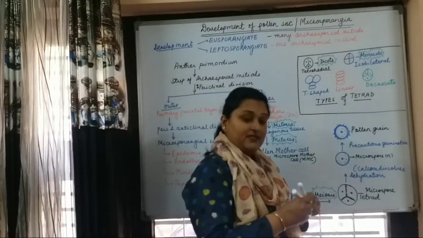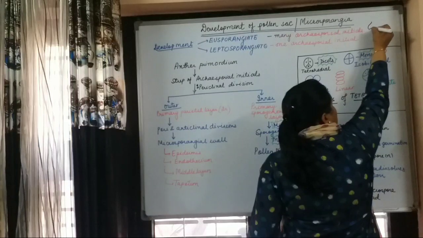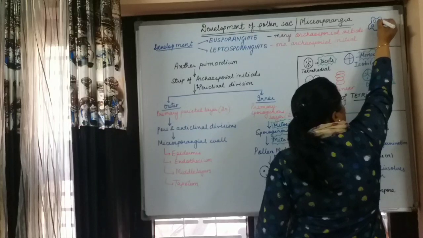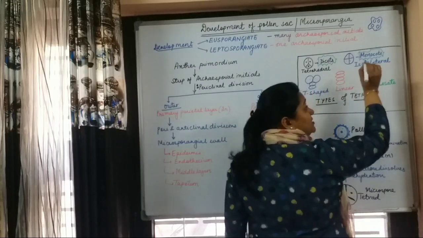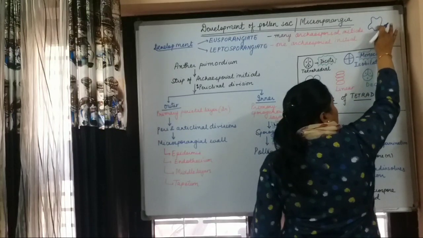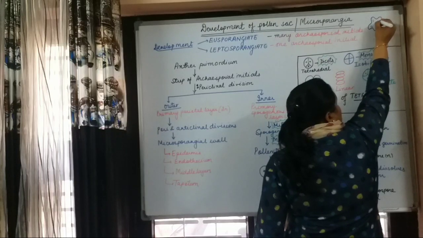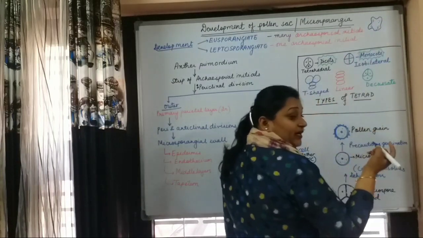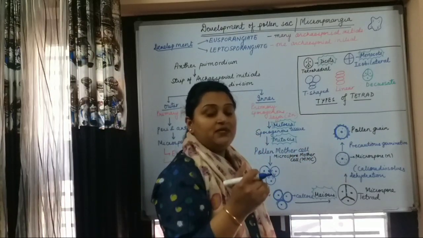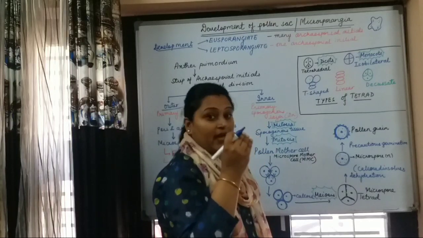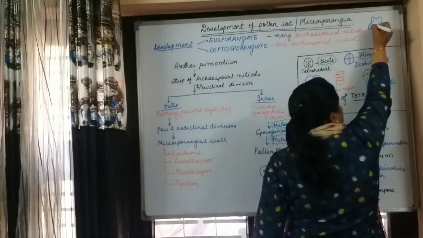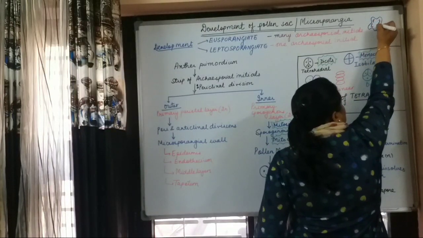To understand this, if we have this anther lobe which is bithecous and has 4 microsporangia, in the young stage it must be a single cell like this. Single cell. And immediately one layer of cells, which are the hypodermal cells, that means just below the epidermis, behave as archisporial initials. So these become archisporial initials.